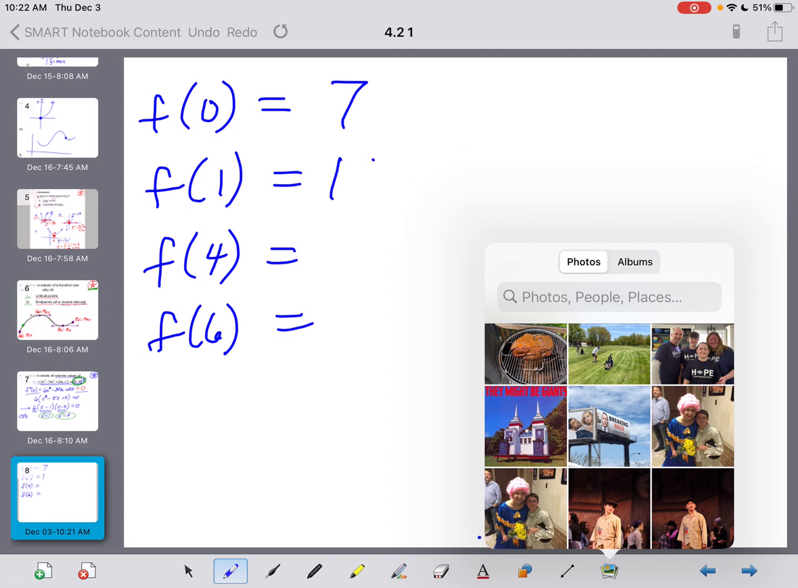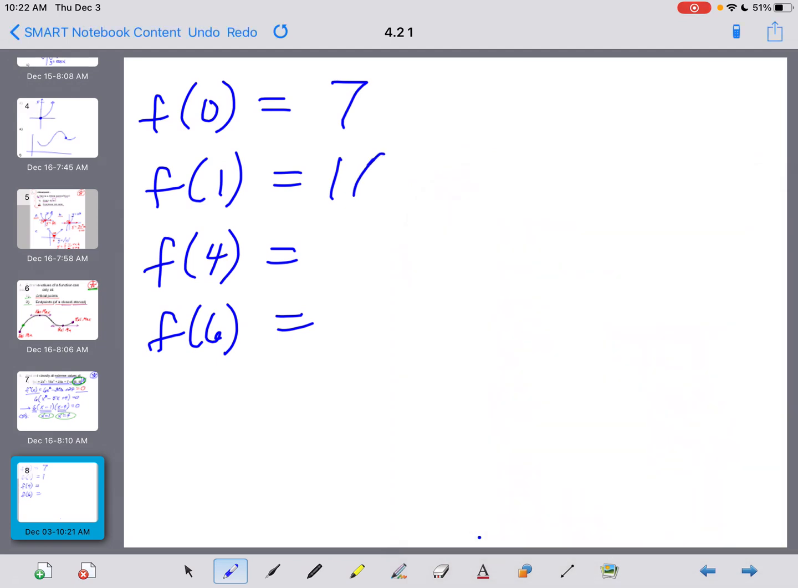Let's try that again. 18. There we go for that y value right there. The one thing I know, everybody, 7 is not the absolute maximum of this function. How do I know that? Because there is a y value, 18, that's higher than 7. And likewise, I know that 18 is not my absolute minimum. But let's move on from there.